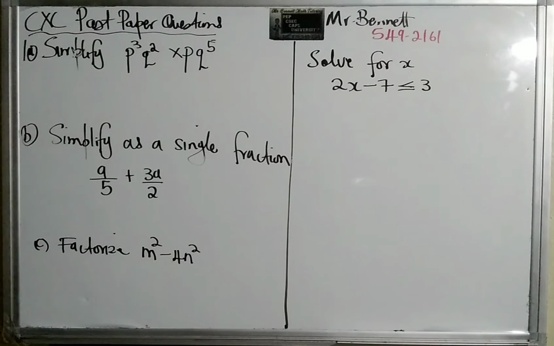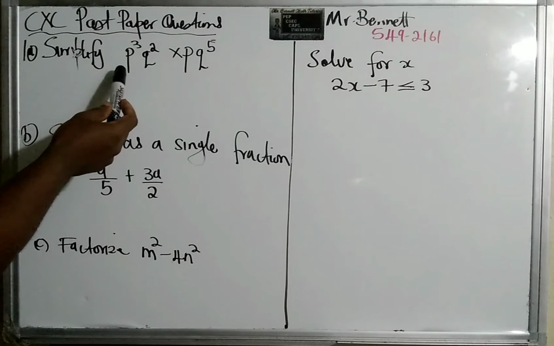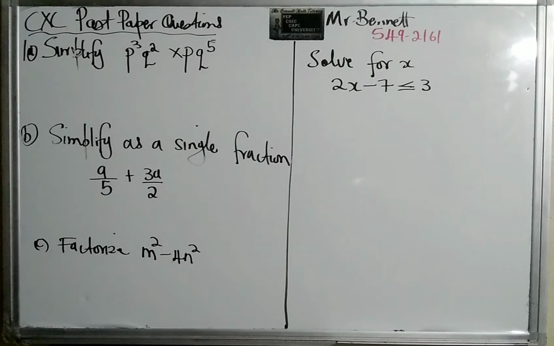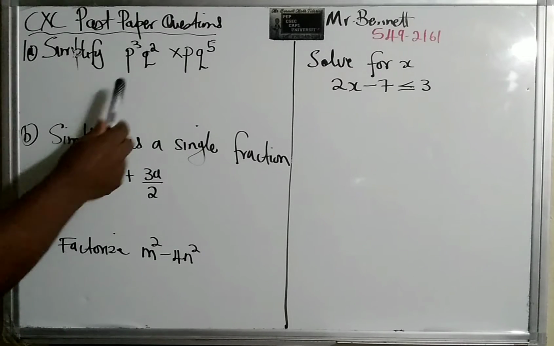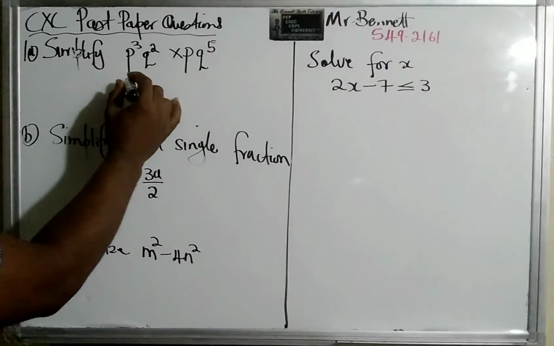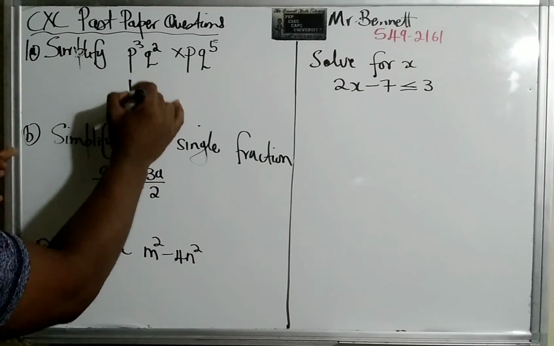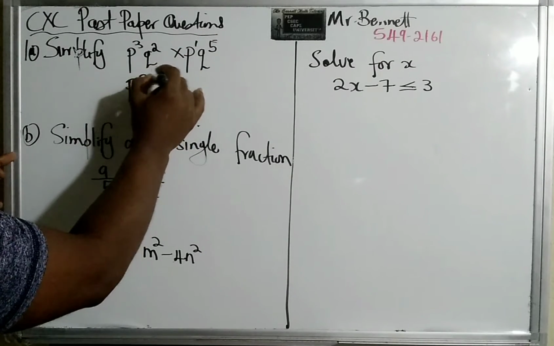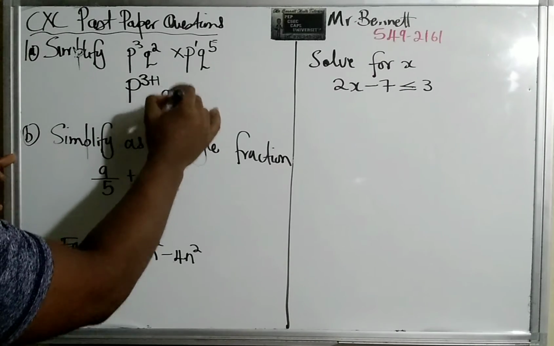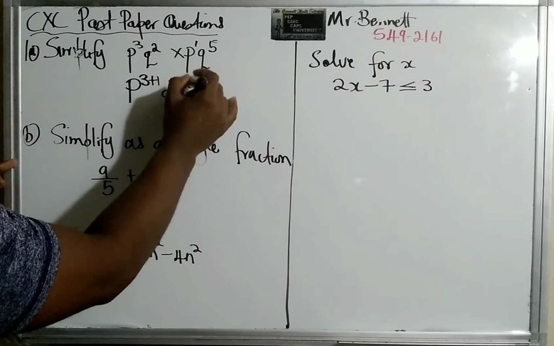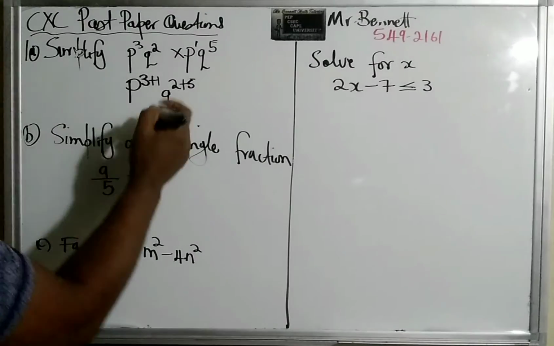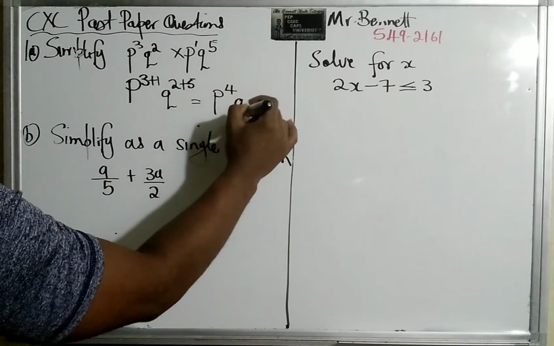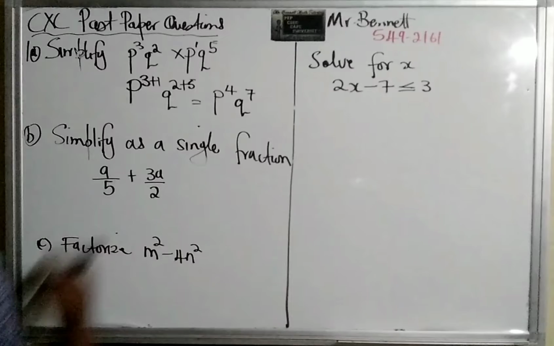Alright, so the first one says simplify, and we have p raised to the third power, q to the second, times p q to the fifth. Now guys, I want you to remember something. Whenever the base is the same, we add the powers. So this will be p to the 1. We didn't put the 1 there, but it's p to the 1, and q to the 2 plus 5. Now all we have to do is just add the powers, and that will be our answer. So 3 plus 1 will be 4, and q to the 7th, 2 plus 5.